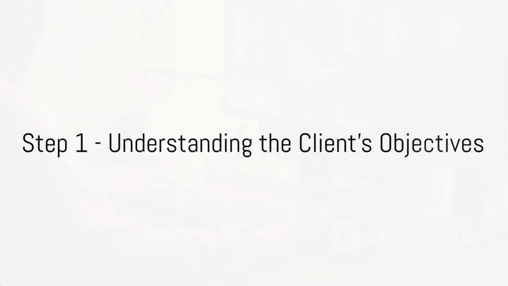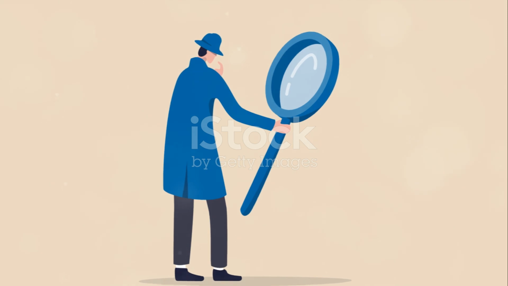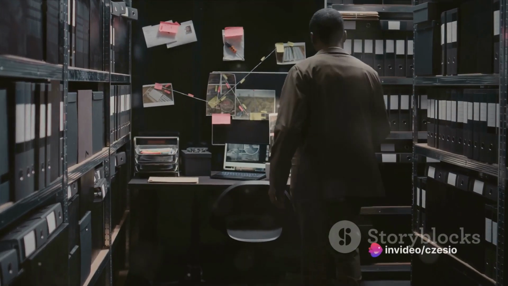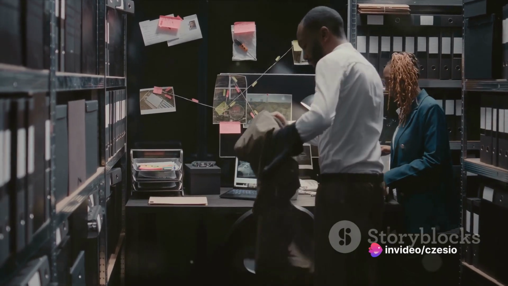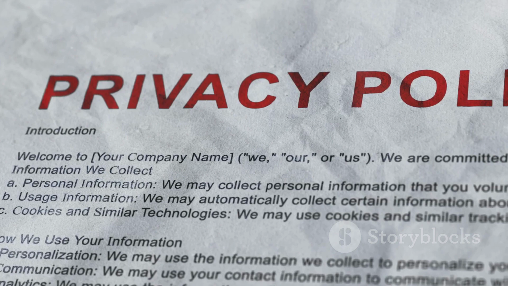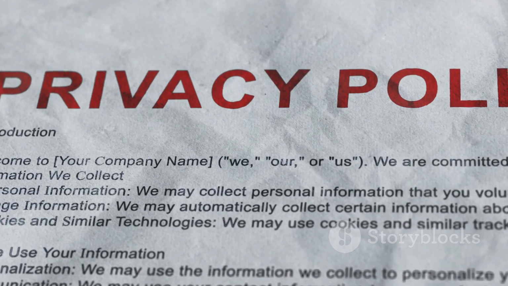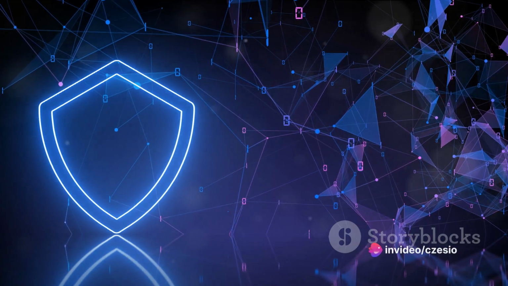The first step in scoping a pen test engagement is understanding the client's objectives. A pen tester should dive deep into the client's business, like a detective on a mission. What is their industry? What are their operations? What are their key assets? Dig into their desired outcomes. Is it compliance-driven? Or maybe they're looking to fortify their defenses against a specific threat.